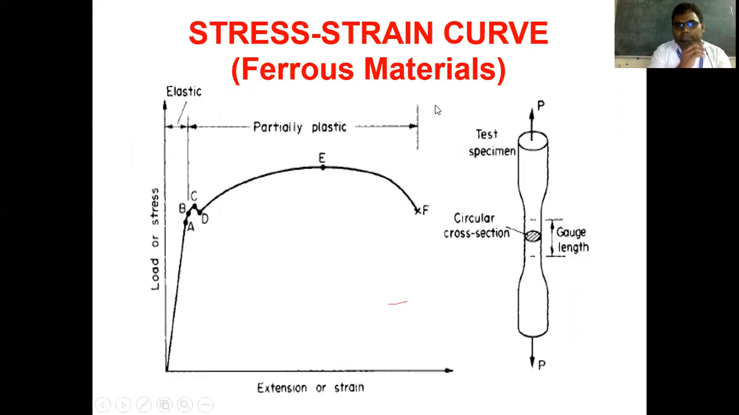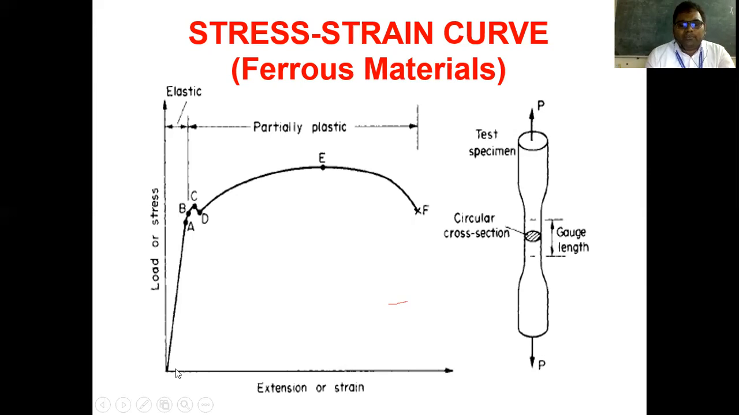So this is the simple stress-strain diagram for a ductile, ferrous material. Ferrous material is a ductile material, so it comes under the category of ductile, but it has iron content inside. This is a specimen, which you pull axially with the help of the UTM.